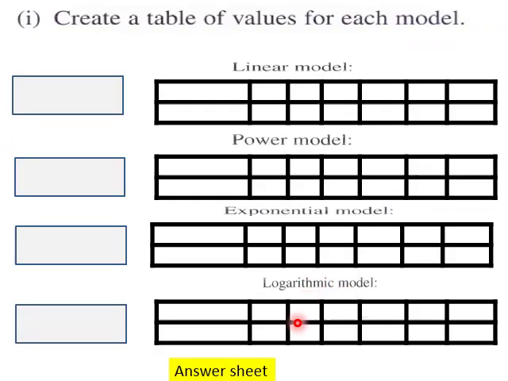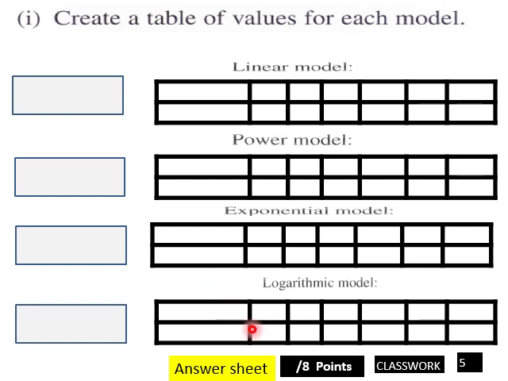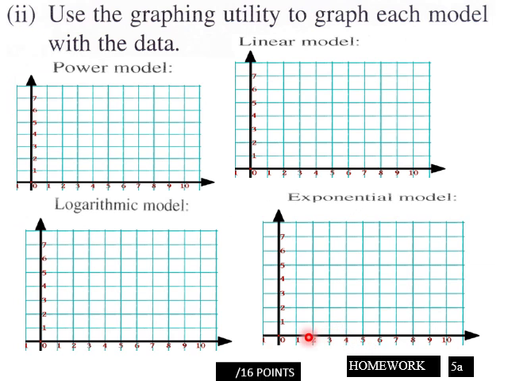Then page 5 is tables, so fill in your tables here. Create a table of the values for each model. You have your linear, power, exponential, and log. Plug in your tables for those different models. You got 8 points here. Then also on page 5, use a graphing utility to graph each model with the data. So now you get to graph each of these models.